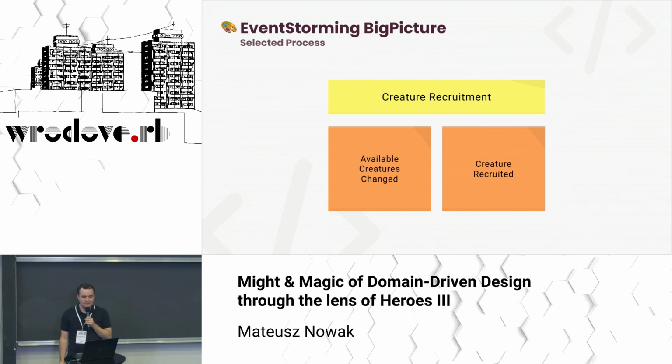The creatures in the domain are like the skeletons we saw at the beginning, or members of the hero's army. You can recruit creatures into his army by paying for them and then use them in the battles. The process contains just 2 simple events. Available creatures changed, so we know how many we can recruit. And then when some are available, the creature recruited may happen if we decided to do that.